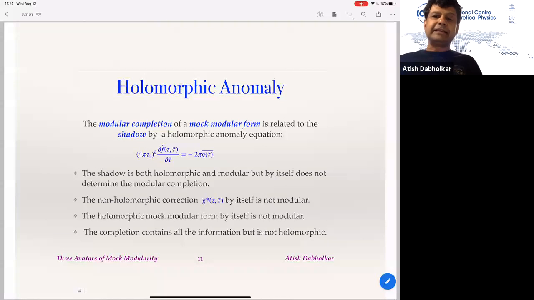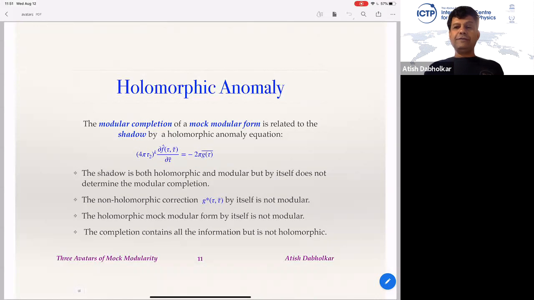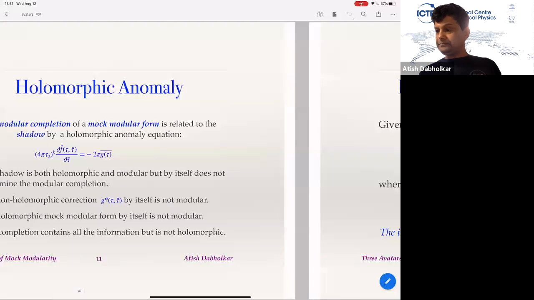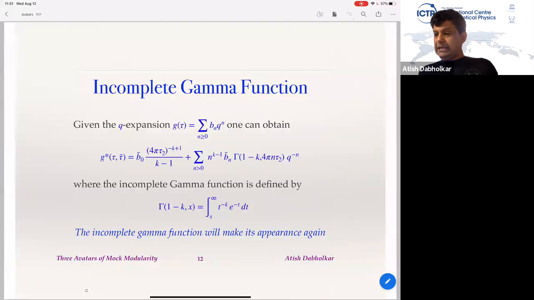So another way to characterize mock modular forms would be in terms of their completion, that f hat is some object which is nicely modular as you would expect in some physical context, but it is not holomorphic. And if you take its non-holomorphic derivative, you get something which is not zero. Now, how do you recover G star?